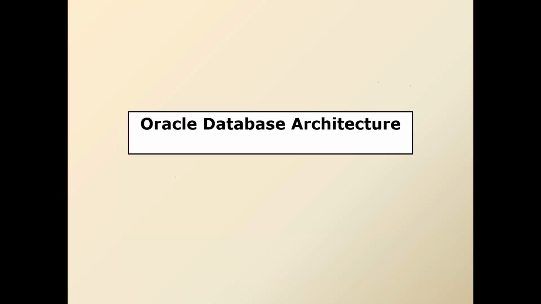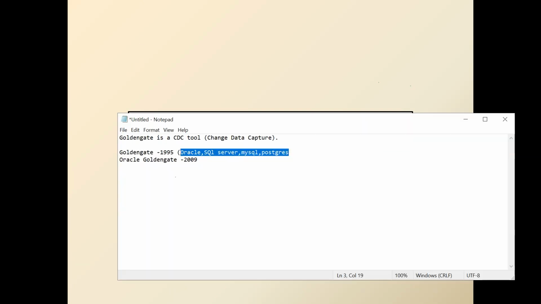Now, for each database, the question is from where Golden Gate is able to capture the data. Does Golden Gate read the tables directly, or how is it able to capture the data? The answer is that each database has transaction logs, from where Golden Gate reads the data. So Golden Gate is a change data capture tool.